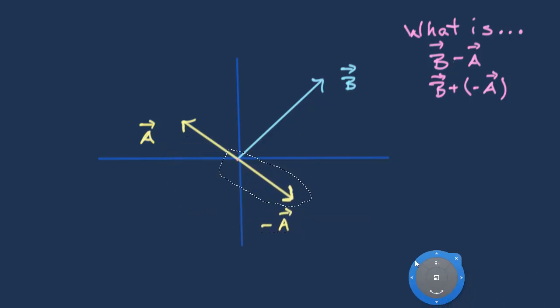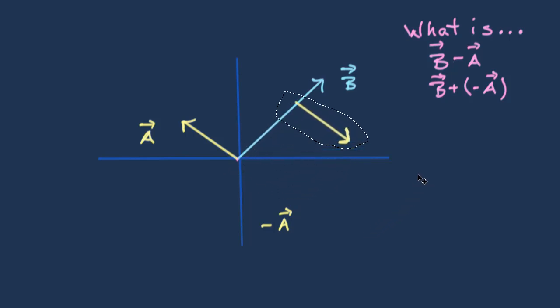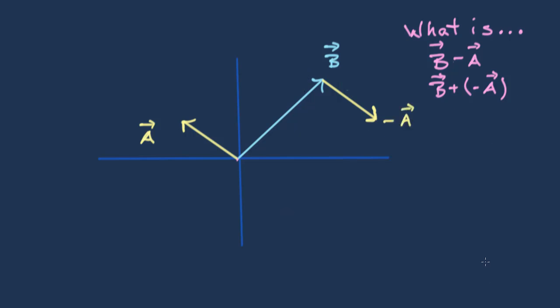And if I want to add the vector minus a to the vector b, then what I do is I move vector minus a so that its tail is at the tip of vector b. So now the vector b plus the vector minus a is what? It's this vector right here that goes from the tail of b to the tip of minus a. Aha, check it out. There's my answer. That's b plus minus a, or b minus a. It's that pink vector right there.